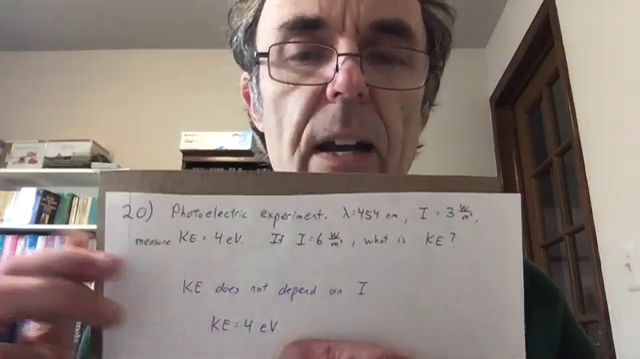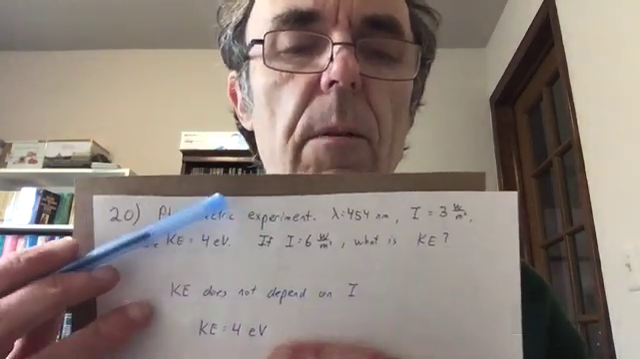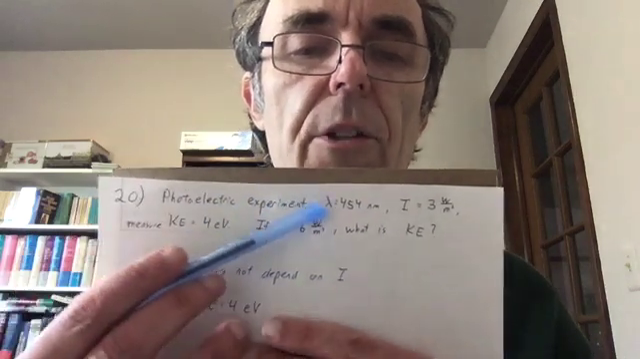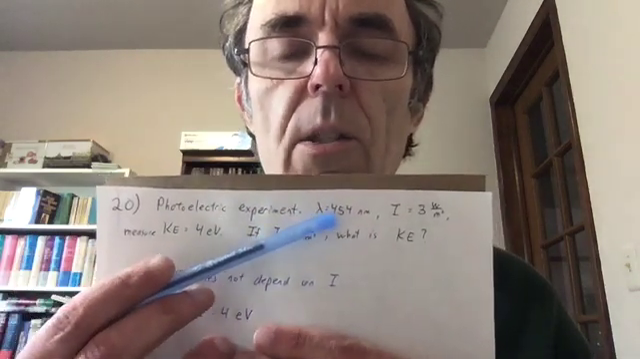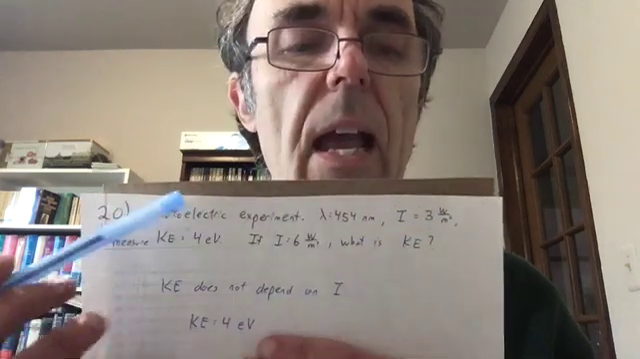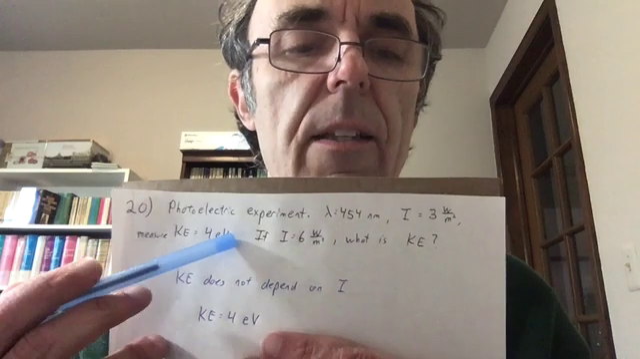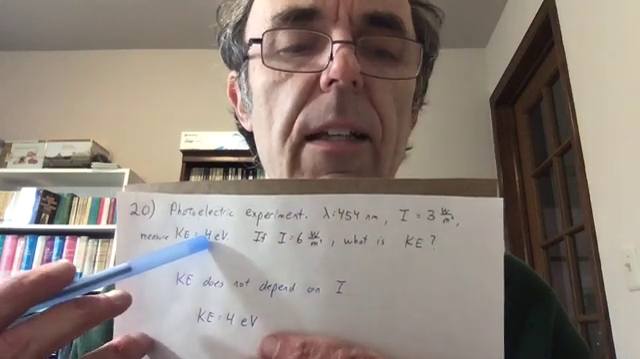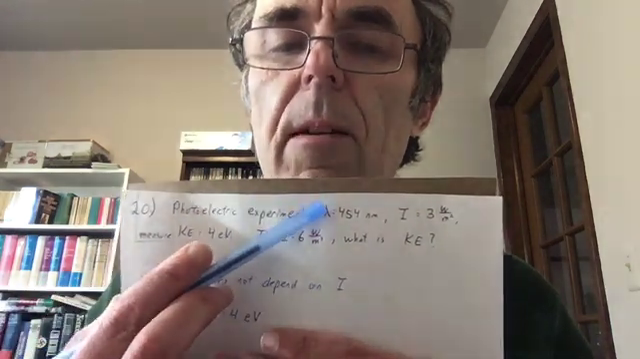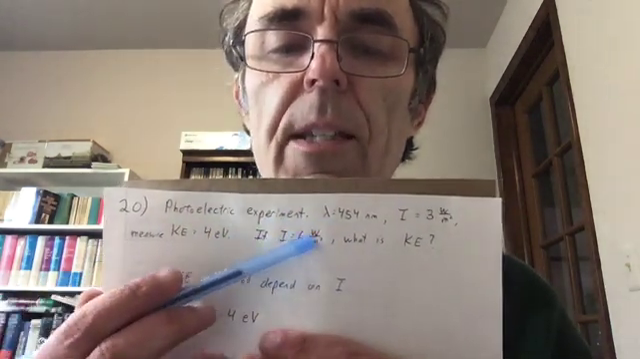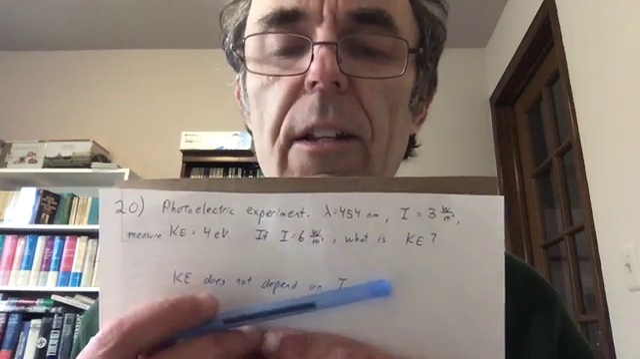And the last question. Photoelectric effect. In this problem, you shine light onto a metal, the wavelength is 454 nanometers, and you use an intensity of 3 watts per meter squared. What you get off is electrons with a kinetic energy of 4 electron volts. Suppose you take the same wavelength light and you increase the intensity to 6 watts per meter squared. What is the kinetic energy now?